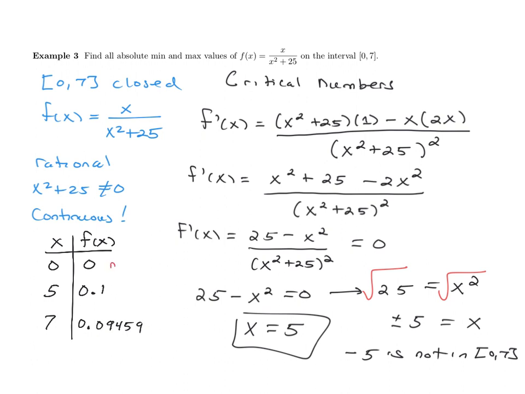This means this is the min. It is the smallest of the three y values. And this is the max. It's the largest of the three y values. So there is an absolute min, and there is an absolute max. I will state those points. I'll say the absolute min is the (0, 0), and the absolute max is the (0.5, 0.1). So these are the answers for this problem.